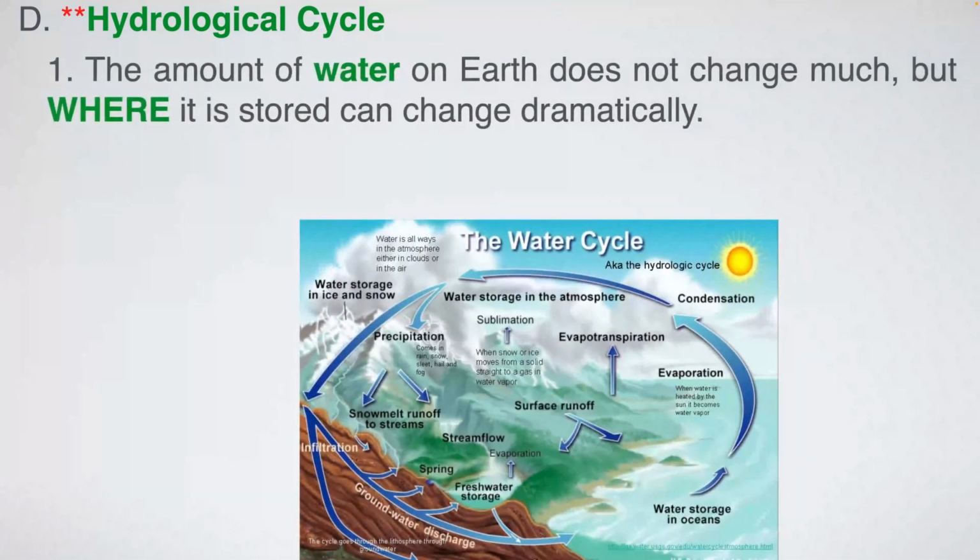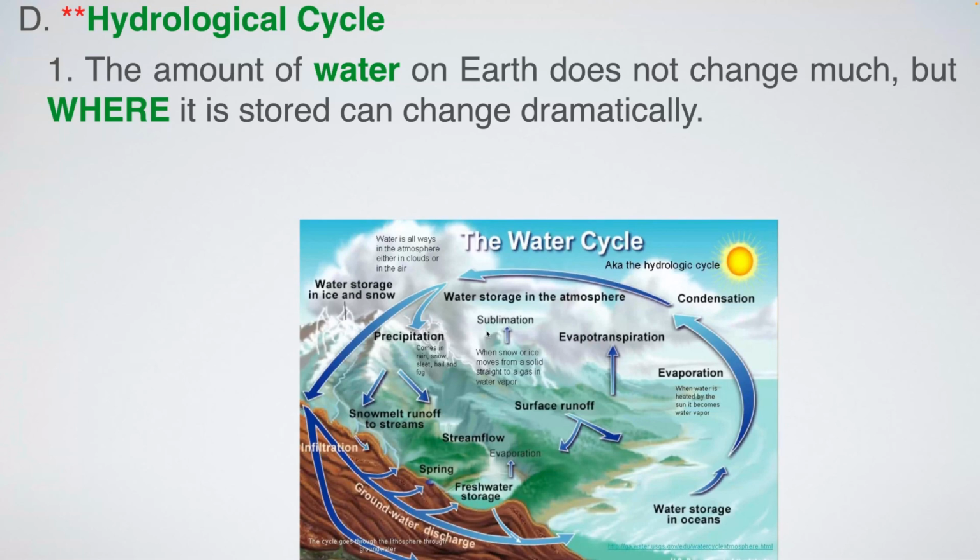That's called the water cycle, right? So the amount of water on Earth really doesn't change very much, but where it's stored can change dramatically. So we've got all of these different terms, right? You've got precipitation, evapotranspiration, evaporation, condensation, all these "ations," right, words that you've probably seen or heard before. But the whole point is that the amount of water on Earth is kind of fixed.